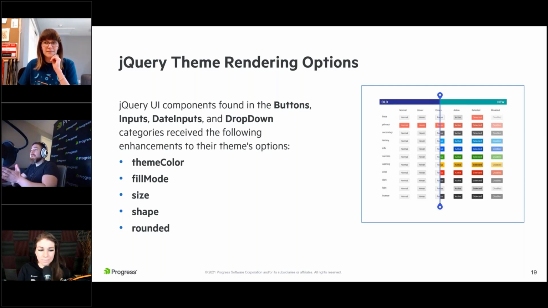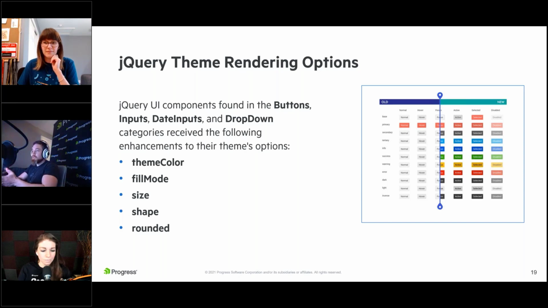And specifically, any one of the components found under the buttons, inputs, data inputs, or drop-down categories within our documentation and demos have had these rendering options added. Now, they are optional, so keep that in mind. You don't have to use them necessarily, but what these represent, so theme, color, fill mode, size, shape, and rounded, these are just additional ways to customize our components.